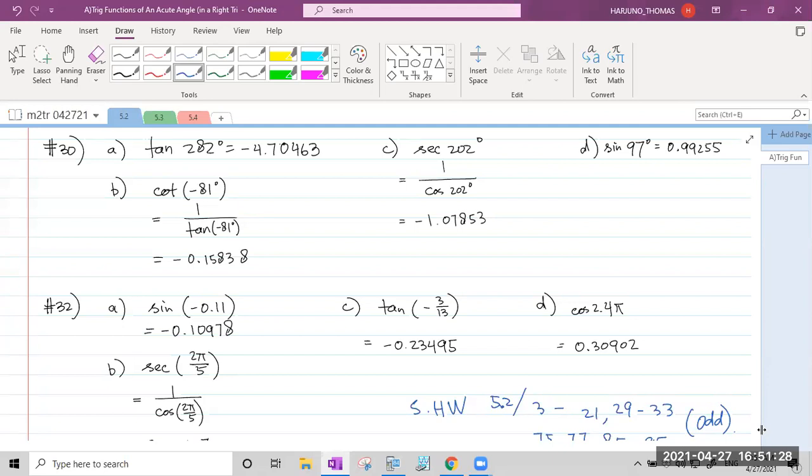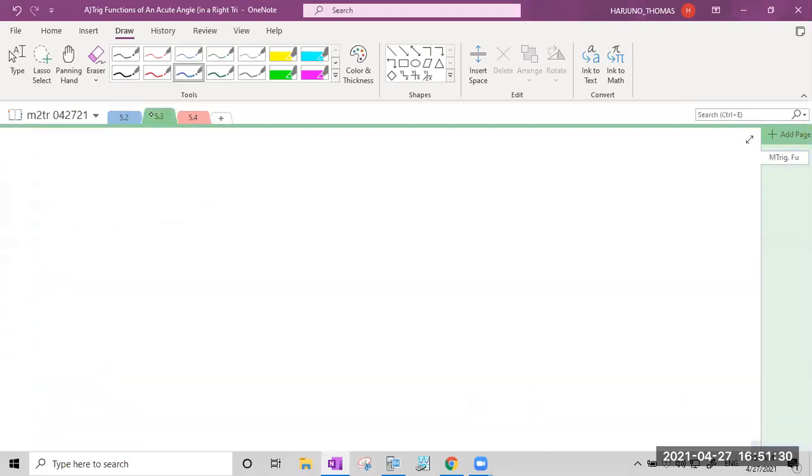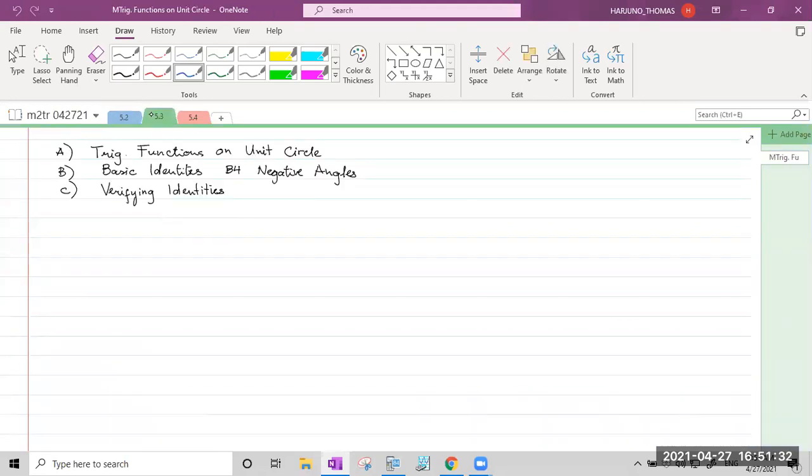Now 5.3 is actually on the shorter side. Okay, 5.3 is on the short side. This is to wait until before 6.1. So the first thing we will do here is trig functions on a unit circle.